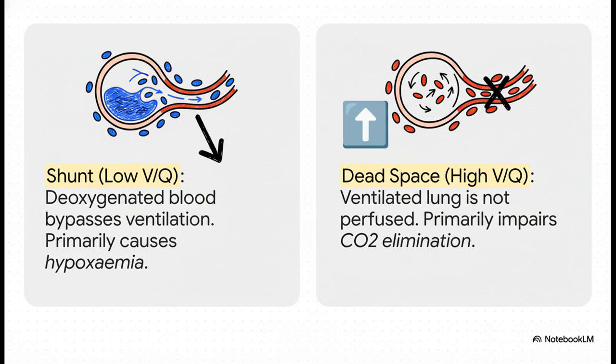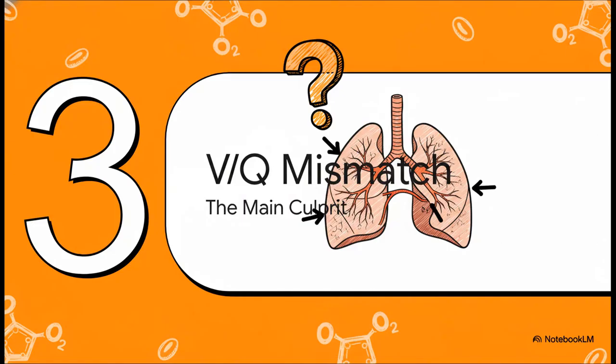Now on the right, we have dead space. That's a high VQ problem. Here, you're beautifully ventilating lung tissue that has no blood flowing to it. It's a wasted effort. This messes up your CO2 elimination, causing your PaCO₂ to climb. So what's the bottom line in the ICU? Is the main enemy shunt, or is it dead space? It's time to answer that question we started with.